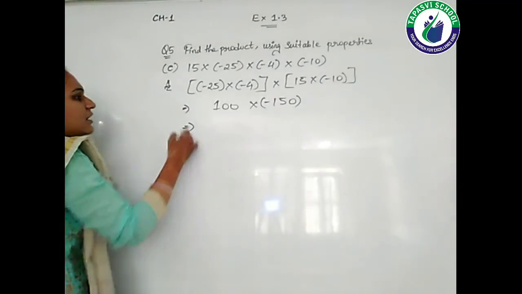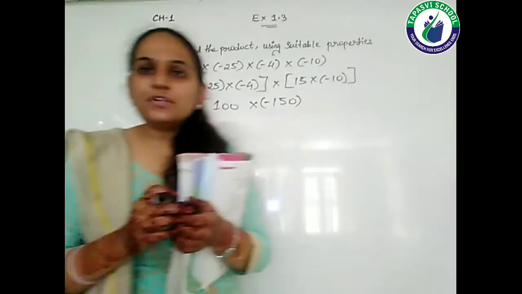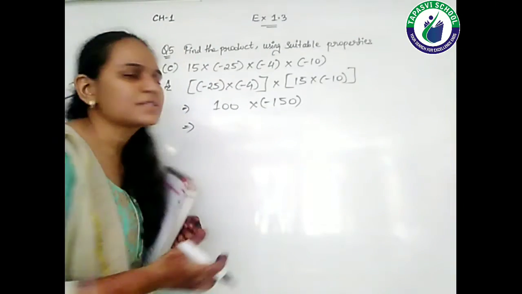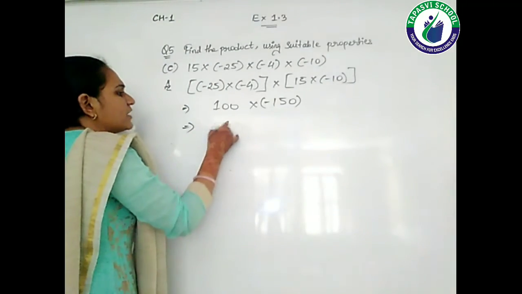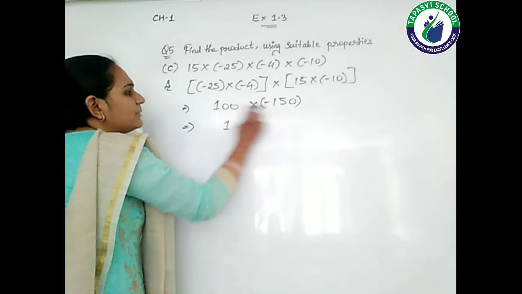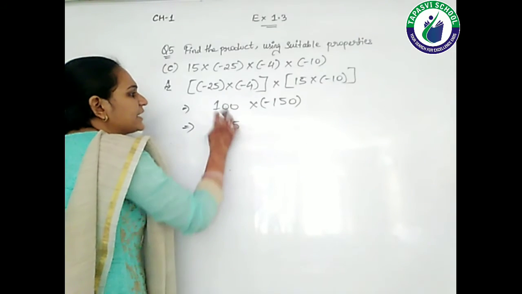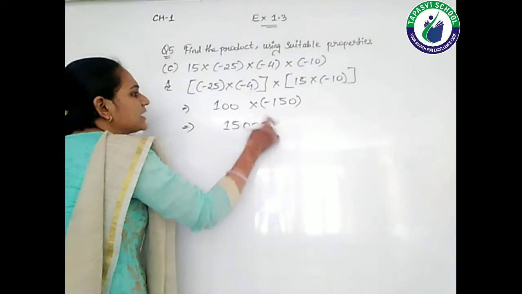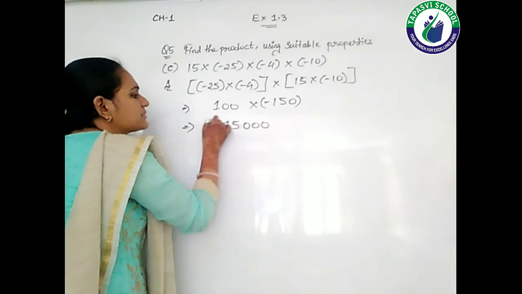Now 100 multiplied by 150, students. Just very simple quick maths is there. So it is 1 multiplied by 15, it is 15. And how many zeros to be kept? 1, 2 and 3. 3 zeros to be kept at the last. Plus minus, it is minus.